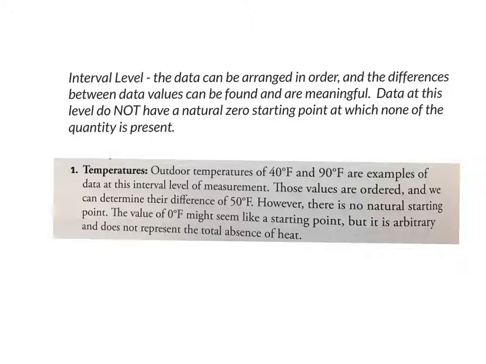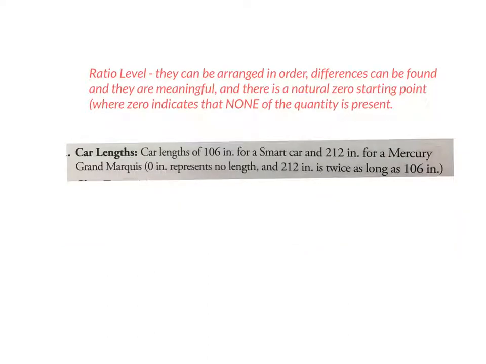The next step up is called interval. This is when you can arrange the data in order, and you can find the differences between the data values, and they are meaningful. The differences are meaningful, but they do not have a natural zero starting point. Temperatures, for example. Outdoor temperatures of 40 and 90 are examples of an interval level, because you can put them in order and you can find the difference is 50, but there's not really a natural starting point. You don't start with 0 degrees and say that's the coldest it can get. That's not true, as you can get degrees below 0. So there's not a natural 0 with temperatures. That's the interval.